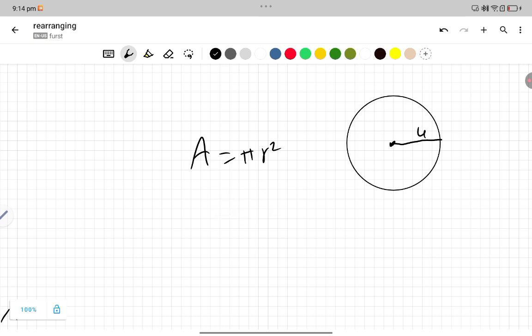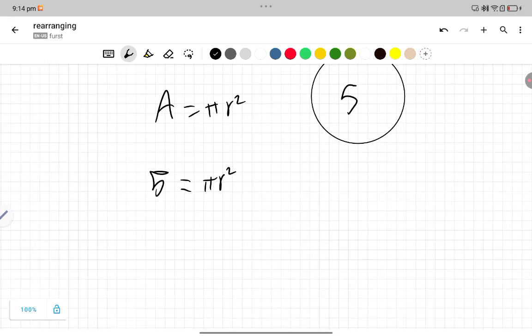But what if I don't have the radius, and the area is 5? 5 equals pi r squared. If you want to find r, that's pretty tough, right? How can we figure it out? Again, we just want to make r the subject.